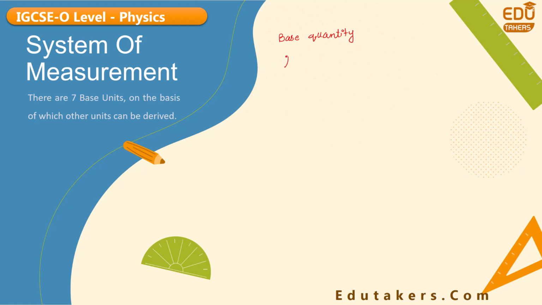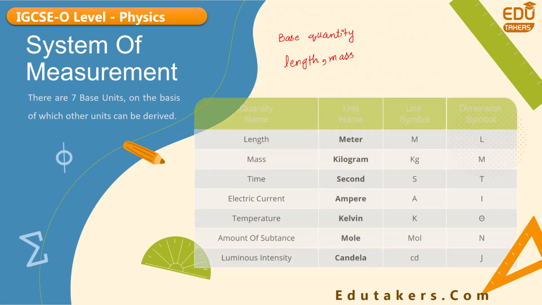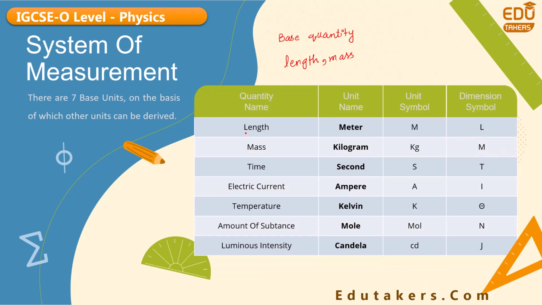For example, length. Length is a base quantity and mass is also a base quantity. There are certain units that are used to measure these quantities. First quantity is the length, which is measured in meter. Meter is the unit for the measurement of length and its symbol is m. Second is the mass. Mass is measured in kilogram and its symbol is kg. Time is measured in seconds and the symbol is s.